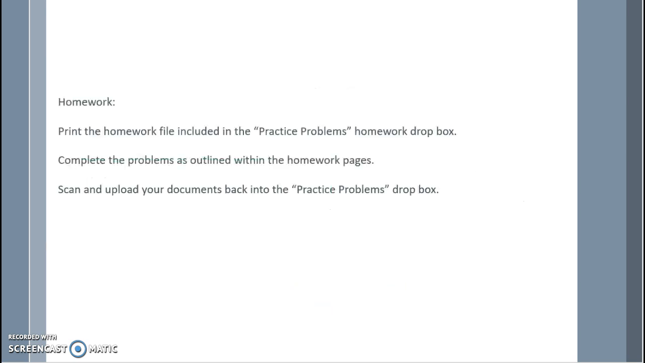Your homework. Print the homework file included in the practice problems. Complete the problems outlined within the pages. Scan and upload your documents back into the practice problems Dropbox.